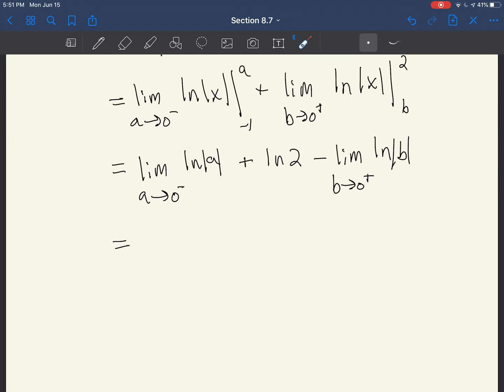So we have a problem here. Because of this absolute value, recall that the natural log is not defined for negative values. So the natural log of a, as a goes to 0 from the left, would not be defined, but we have these absolute values, so that means we're fine. We're actually approaching it from the right, from positive values.